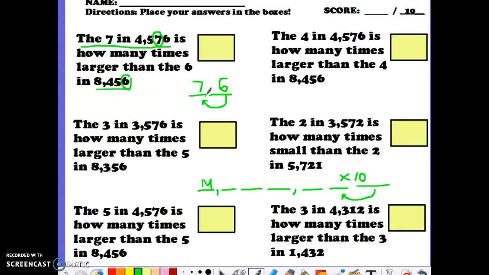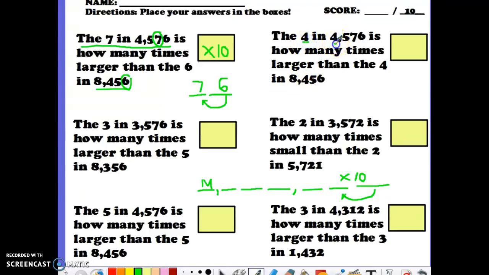And what do we now know, based on the song that we've sung and the chart that we've created, is that it is 10 times larger because it's in the tens place value. Or more specifically, anytime I move from right to left, one place value digit, it's going to be 10 times larger. The same can be said about example number 2.